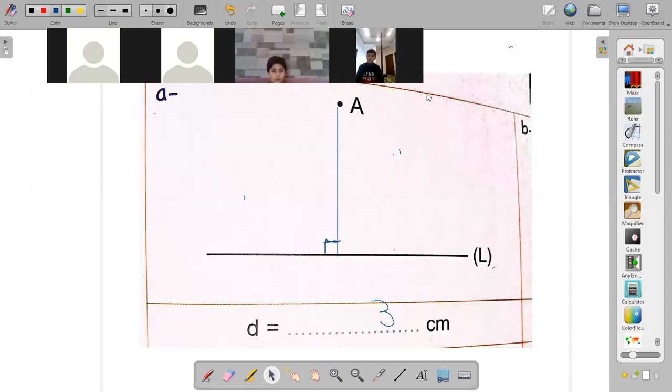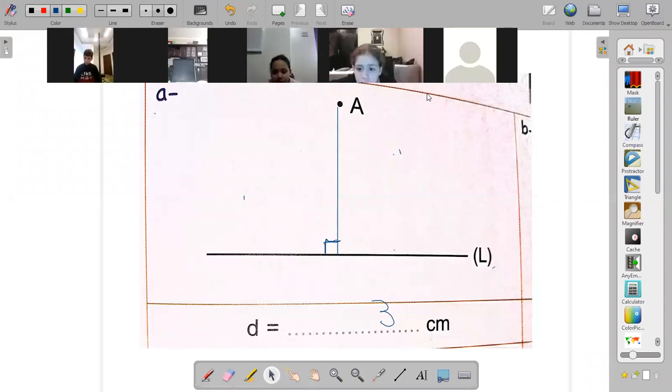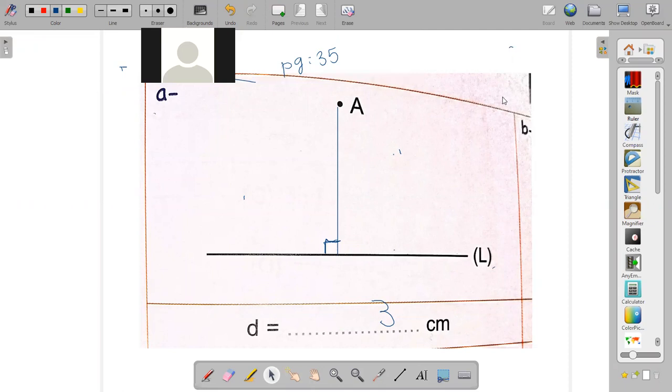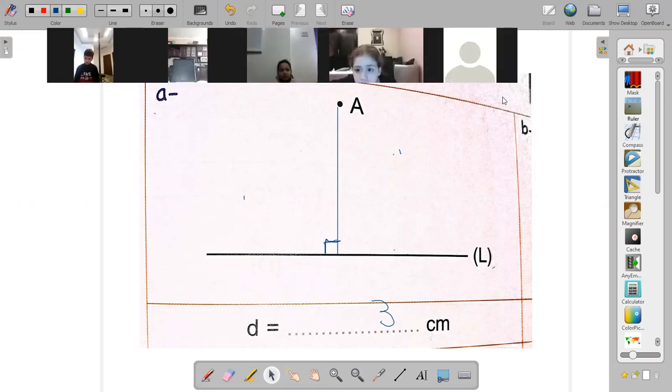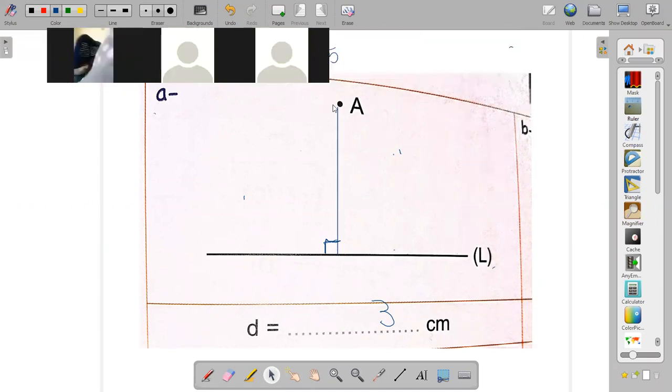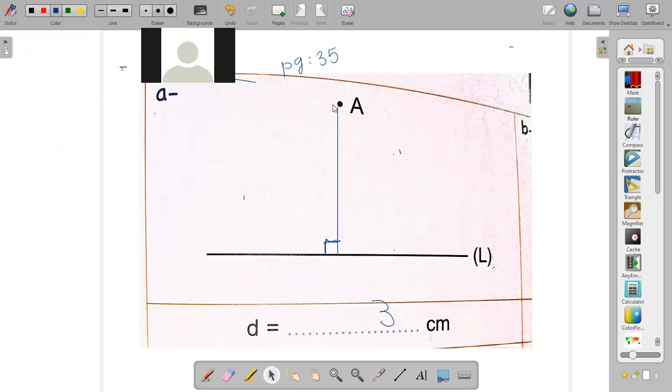Teacher. Okay, why, Abdullah? You have to measure the distance. The question is find the distance, so you have to write how many centimeters. Teacher, you have to see if it's right or wrong. So you forgot, yeah, Abdullah? Yes. Now I made it. Okay, no problem. Teacher, you have to send it? Yes, you have to send it for sure, Murad.